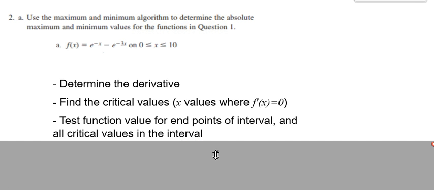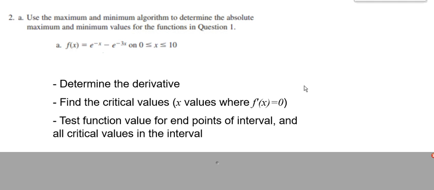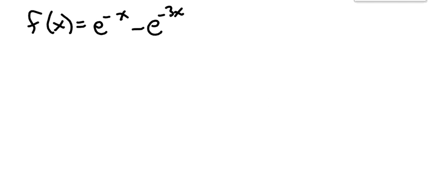So just to review, this is the algorithm for finding max and min through algebra. We need to find the derivative of the function and then find the critical values. And of course the critical values are the values of x where the derivative is equal to 0, because that represents a turning point. And then once we find the critical values, we need to test the value of the original function for the ends of the interval and also any critical values that are in the interval. So let's go ahead and look at this question.